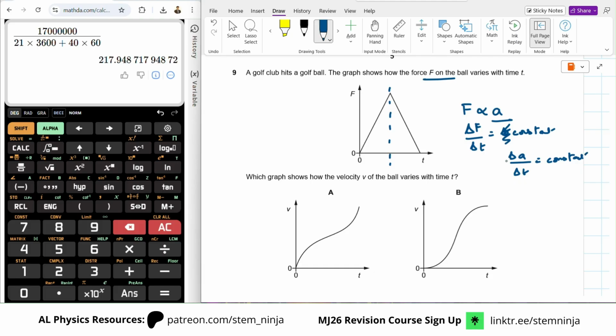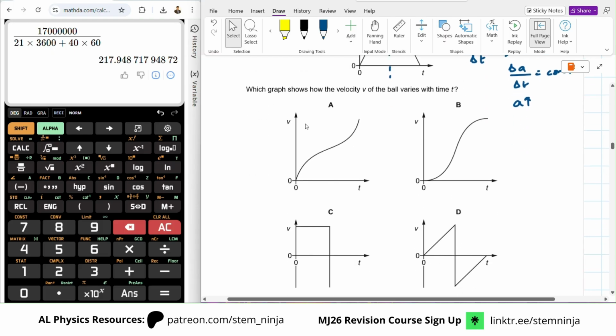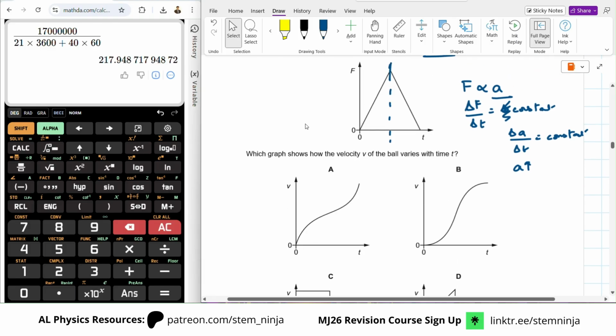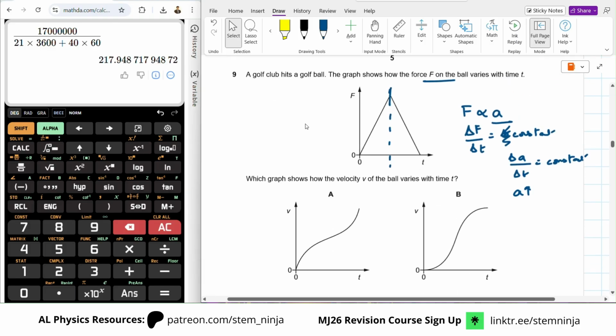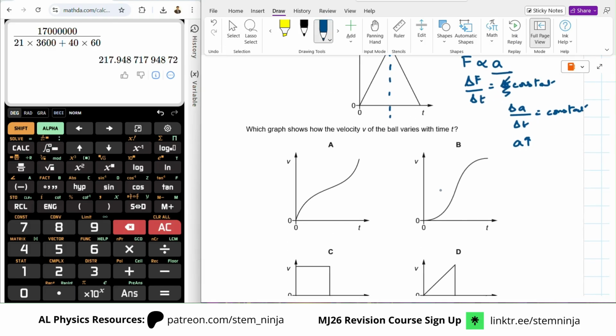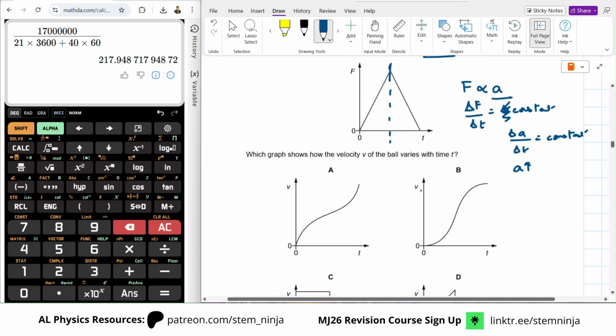So if acceleration is increasing, that means velocity will also be increasing for the first half. For the second half, it would be decreasing. So it would have a curved graph. So it will never have a straight line. So first, let's see. Wait a second.